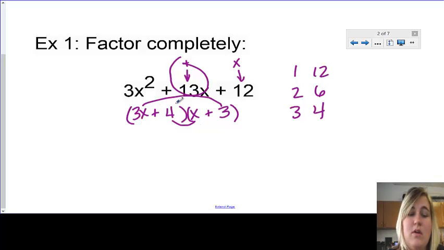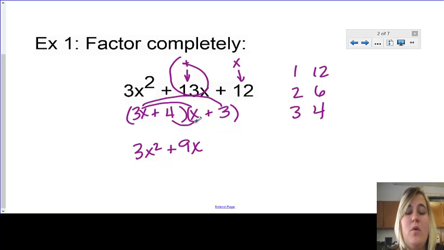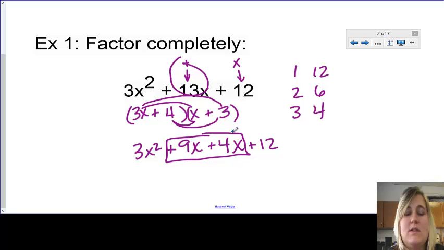So if I do 3x times x, that gets me 3x squared. Go ahead and draw that. 3x times 3 we said would get me 9x. 4x times x gets me 4x. And then 4 times 3 gets me 12. When I combine these middle terms, it's going to get me that 13x. Okay, so this is my final factored answer.